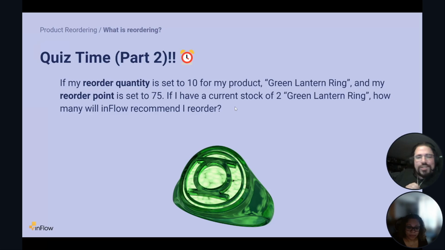So quiz part 2. There we go. If my reorder quantity is set to 10 for a product and my reorder point is set to 75 and I have 2 of them, how many is inFlow going to recommend? So again, reorder quantity, that's the batches of how many I have to order each time. Can anyone figure out how many I would have to order at this point?